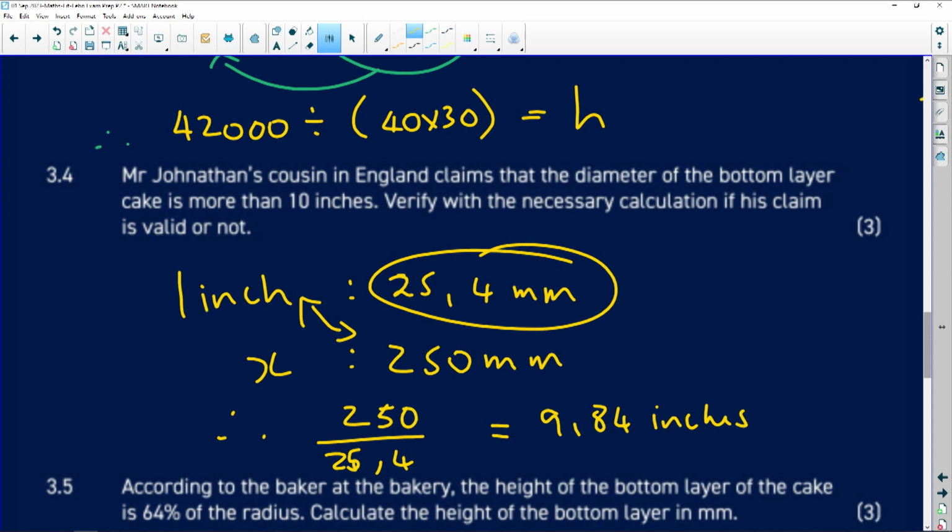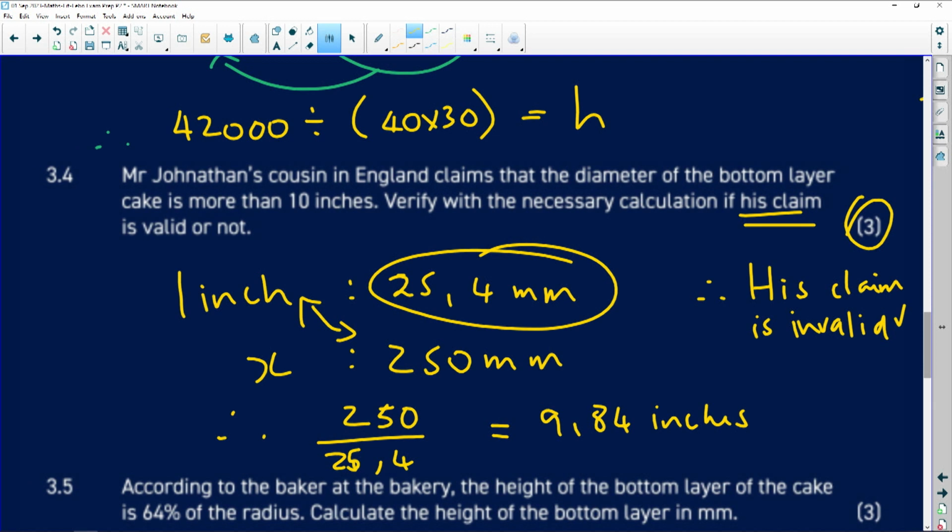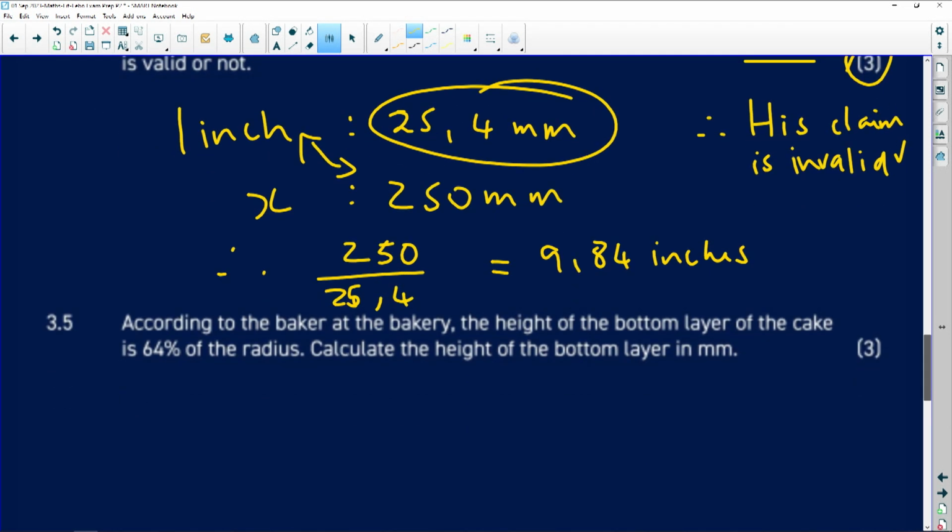Now, the last mark comes from us verifying the claim. Therefore, his claim is invalid. So this is where we get the last mark, by verifying. So don't forget, the third mark comes from that. Very important for us to remember that. Otherwise, we land up in trouble.